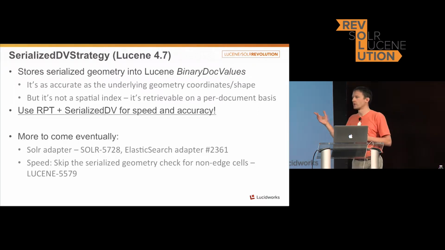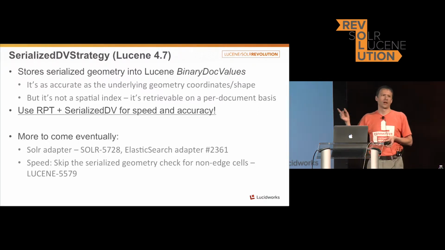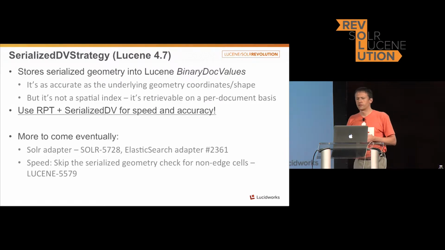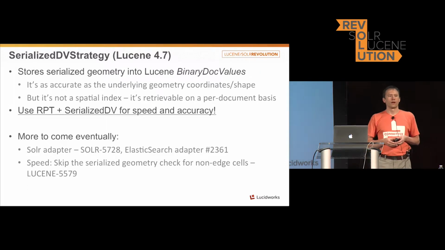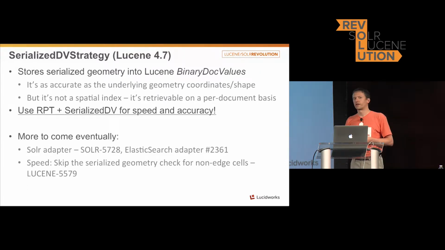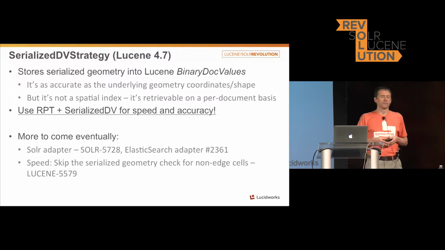So with this new spatial strategy called SerializedDVStrategy, it's named that way because it's the serialized geometry, and it's in doc values, hence the DV in the name. Binary doc values is an efficient place to put a chunk of data. Basically a fairly efficient encoding of the vector geometry is in binary doc values there. And it's as accurate as the polygon you give it.